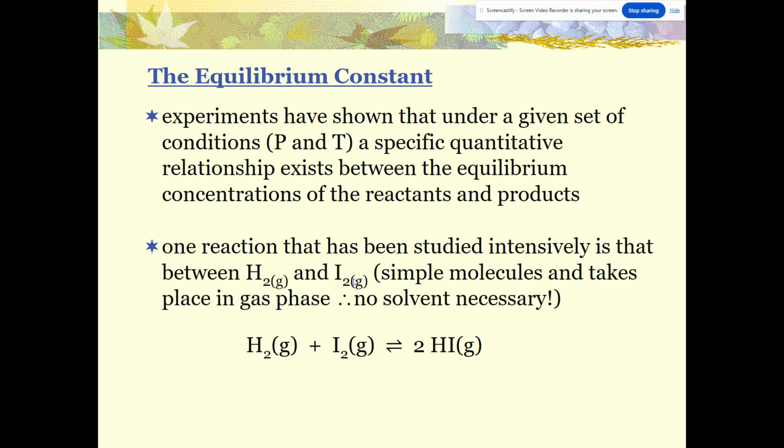Now, there's something else that we are going to talk about today, which is called the equilibrium constant. Experiments have shown that under a given set of conditions, a specific quantitative relationship exists between the concentrations of reactants and products. So what that means is I have a relative amount of products to reactants. And our equilibrium constant is written as Kc, C standing for concentration, with square brackets representing concentration.